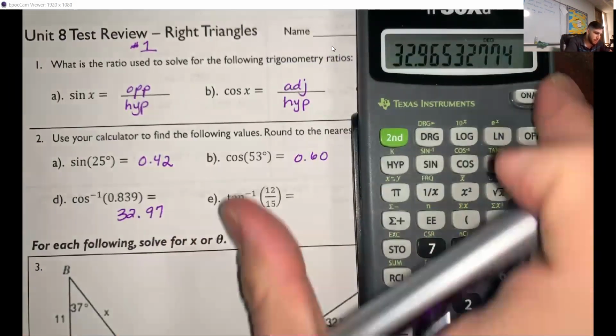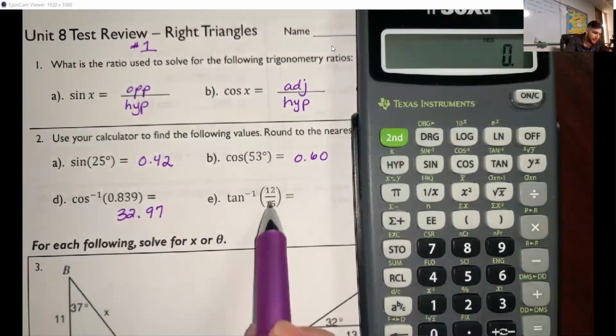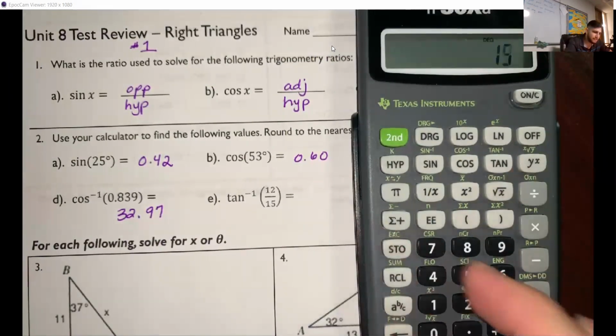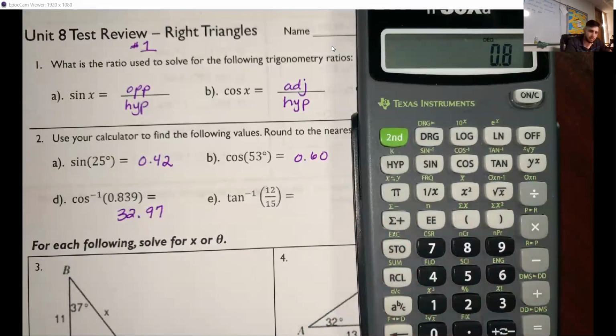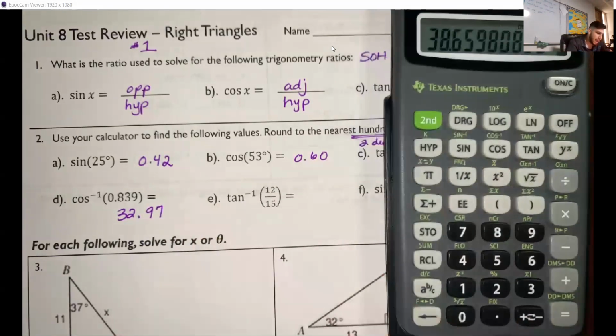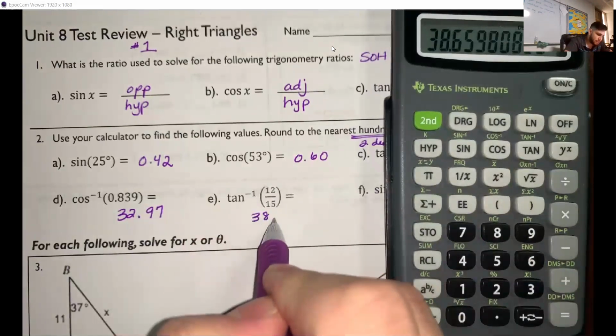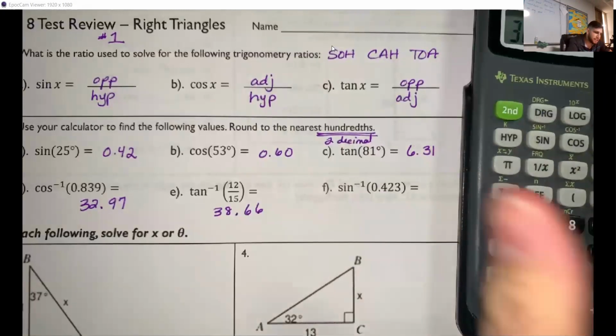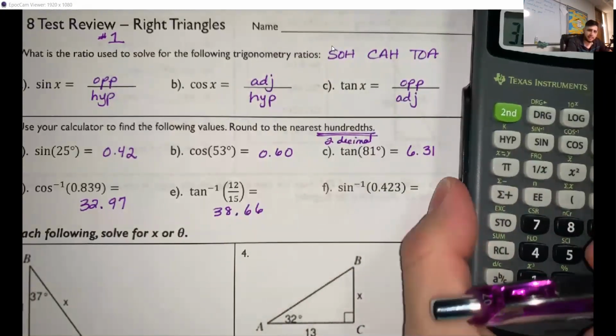If I do the tangent of 12 divided by 15, I say divided on purpose because that's what we're doing with a fraction. 12 divided by 15 gives us that decimal. Then if we want to take the inverse tangent, we press second tangent, and we get 38.66. And then finally, for this one, if I want to take the inverse sine of that decimal, I type in the decimal first.